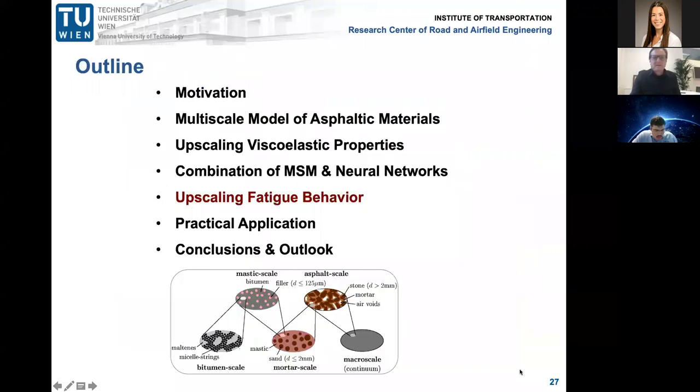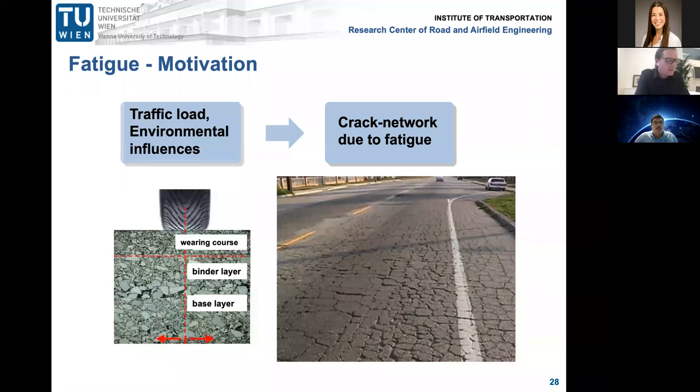Okay, so going back, upscaling fatigue behavior. This is the second part of my presentation because, besides binder aging, of course, fatigue of asphaltic materials, and as a final consequence the structural failure of flexible road pavements such as asphalt pavements, is actually, I would say, the most critical performance parameter.